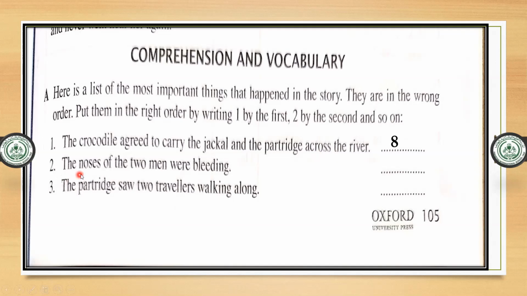Number 2 is the noses of the two men were bleeding. So it happened in the last, dear students, when they fight. So this is sentence number 10. And the partridge saw two travelers walking along. It is number 3.